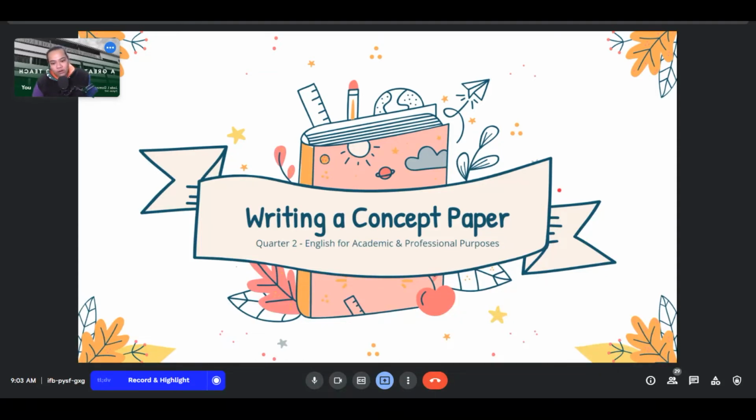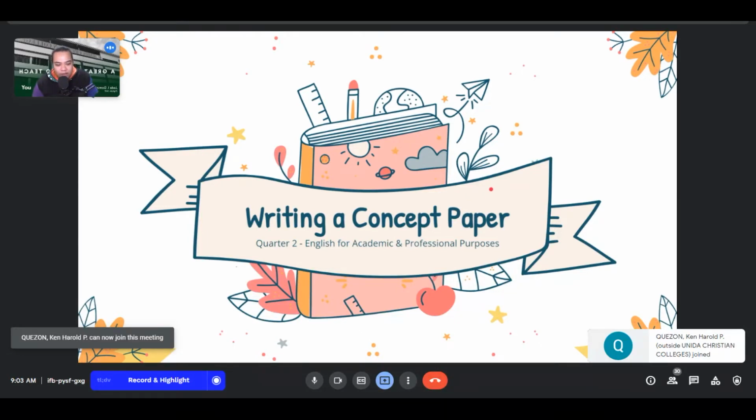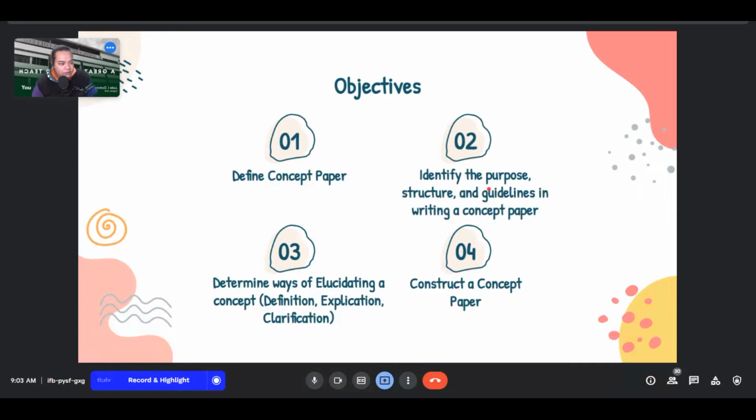A concept paper seems a little bit intimidating because of its name, but hopefully during this lesson we'll be understanding more and learning a lot more about the definitions and what a concept paper entails. Okay, so there we go. First we have, of course, the objectives of our lesson, much like every other lesson we have.